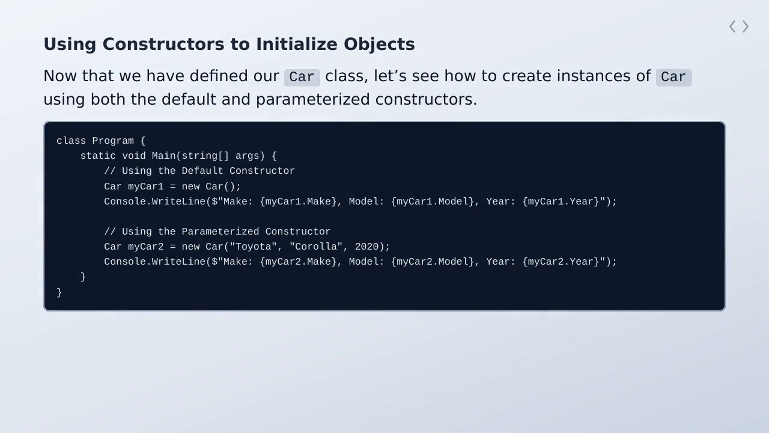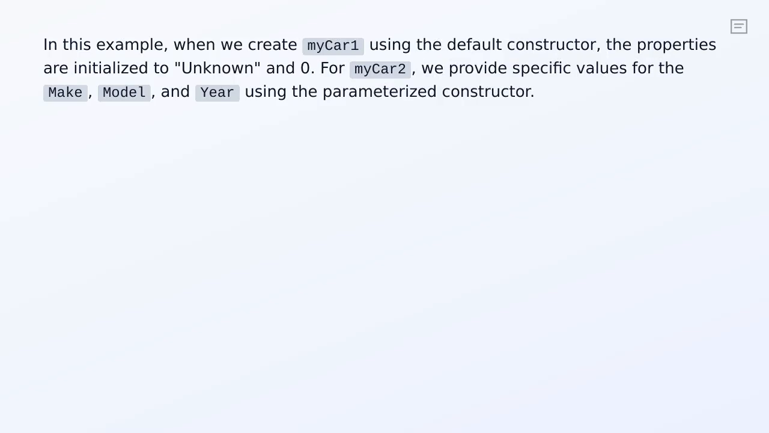This section covers using constructors to initialize objects. Now that we have defined our Car class, let's see how to create instances of Car using both the default and parameterized constructors. This slide introduces a class definition. Study the structure in the code sample. In this example, when we create myCar1 using the default constructor, the properties are initialized to unknown and 0. For myCar2, we provide specific values for the make, model, and year using the parameterized constructor.